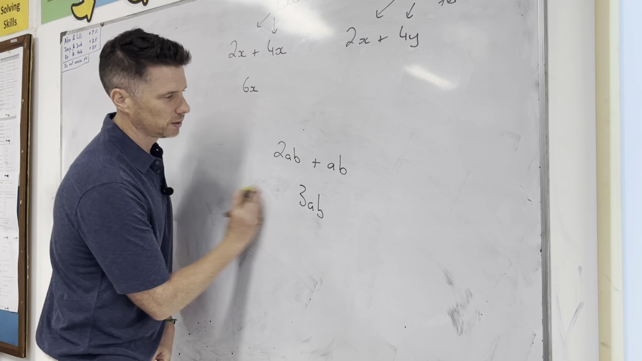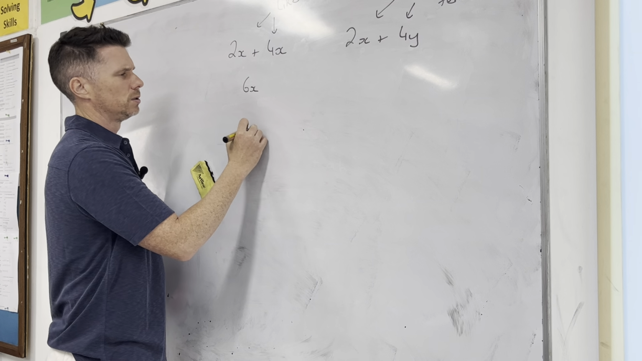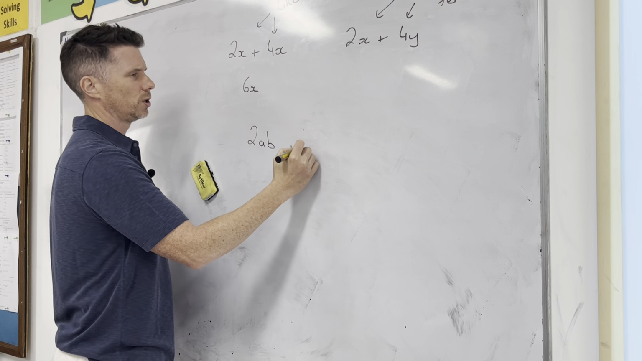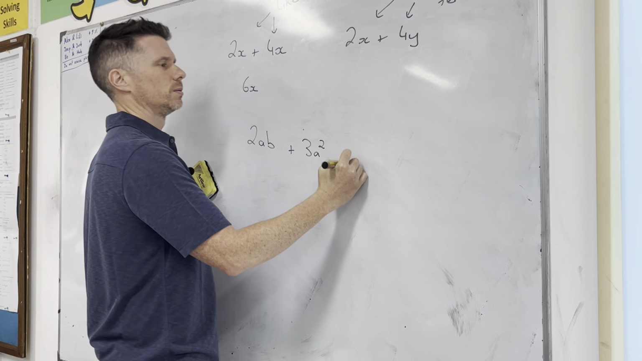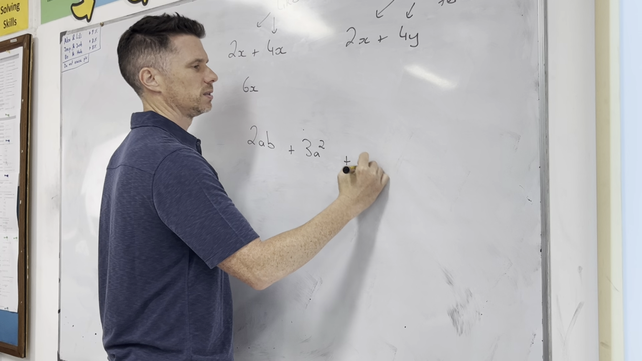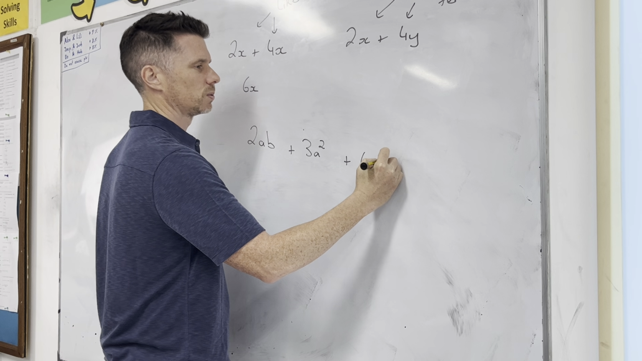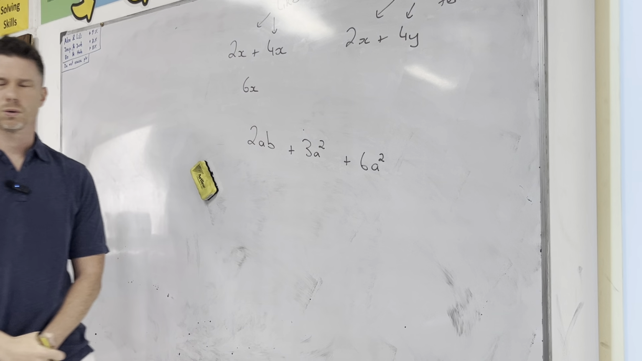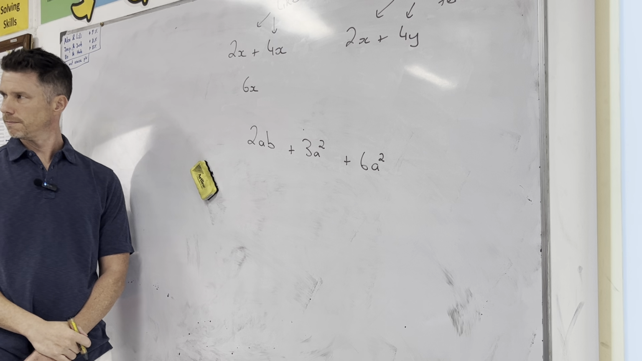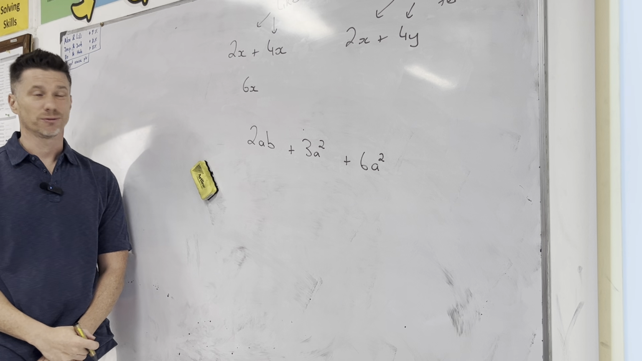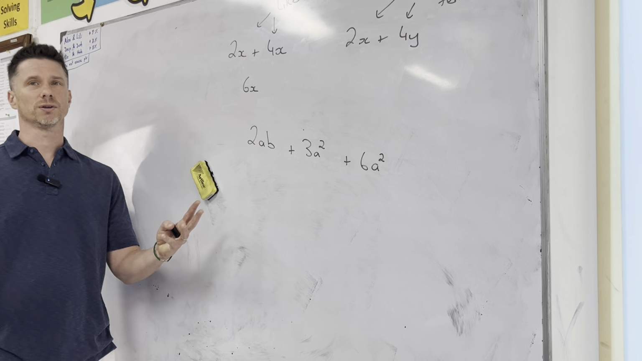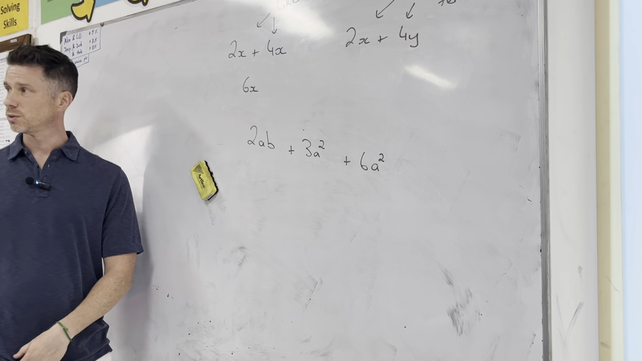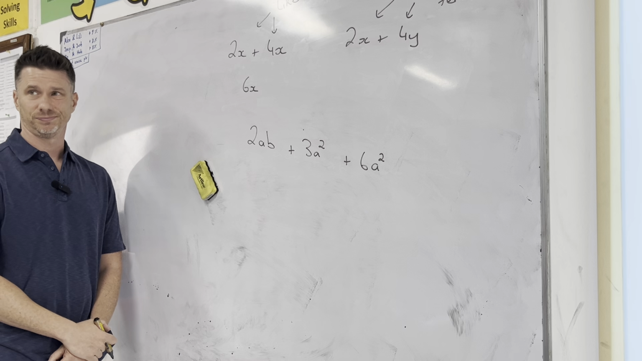What about 2AB plus 3A squared plus 6A squared? Can we know the value of A? No, you can't. That's the whole thing. If we knew the value of A, we'd do our substitution thing. We just substitute in, work out the value. Now we're trying to work with algebra without knowing what the values are.